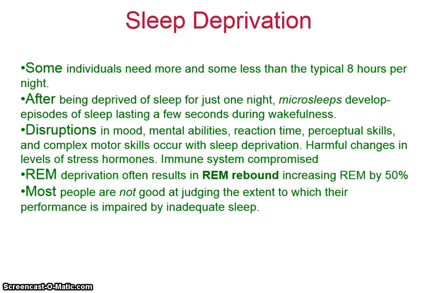REM deprivation often results in REM rebound, increasing REM by 50%. And so basically what this means is that if we are sleep deprived and if we are prevented from entering into REM sleep, we have a deficit in the REM we need. So if we do fall asleep, we cycle through those stages 1, 2, 3, 4, 3, 2 into REM a lot faster than we normally would if we're not sleep deprived.